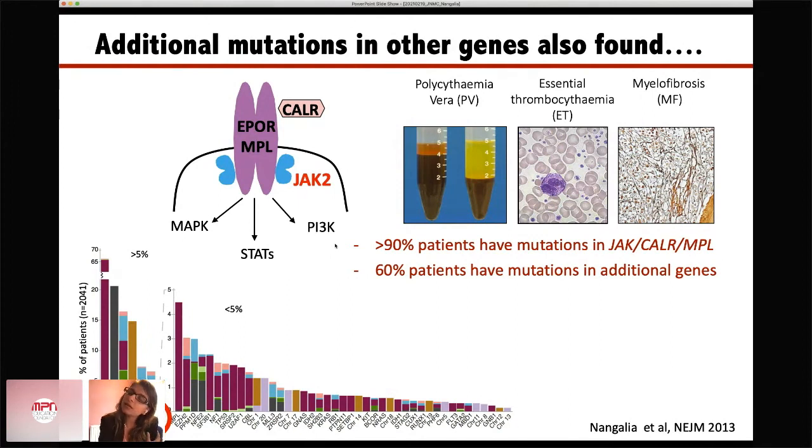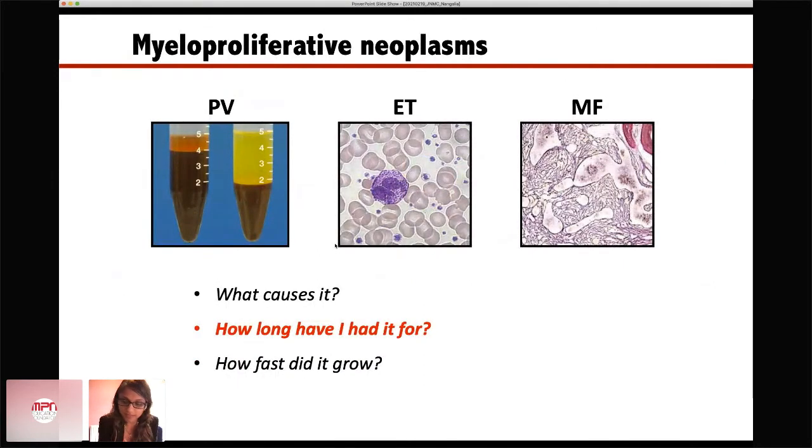And so a key question in the field has been, well, what is the difference then between those that have these mutations and have no problems from them versus those that get the actual disease, the MPN, and have problems from it? And that really relates back to the questions that patients ask us, which is, how long have I had it for, and how fast has it been growing? And that's what I'm going to go on to next. How long have I had it for?